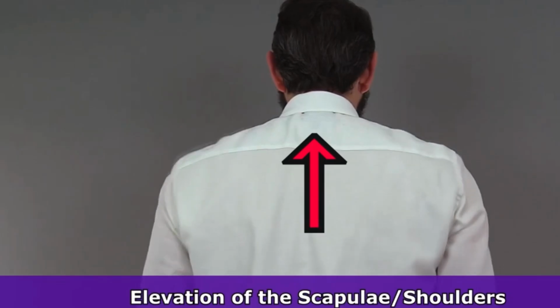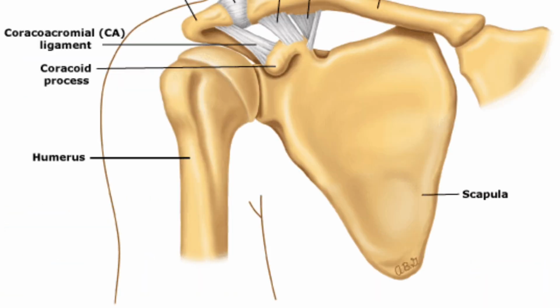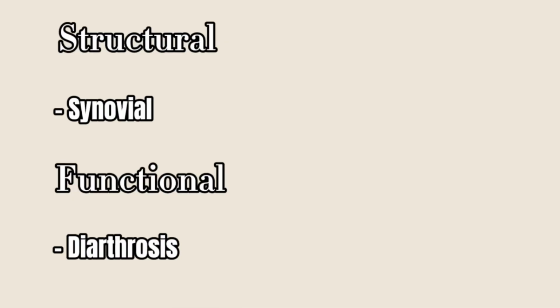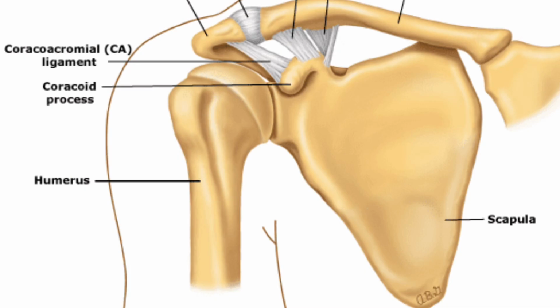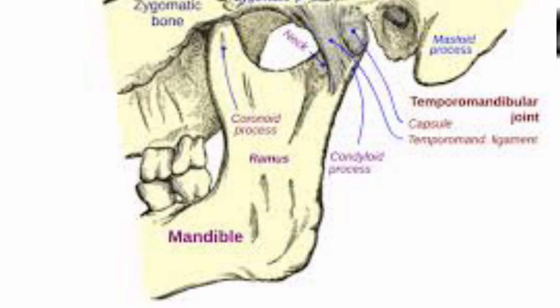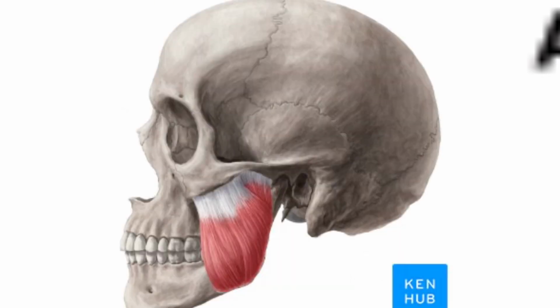Elevation. Elevation is upward movement of the scapula or the mandible. The joints in use are the scapula or mandible joints, and the structural and functional are synovial and diarthrosis. The bones used in this movement are humerus, scapula, clavicle, or the mandible. The muscles used in this movement are deltoid and the masseter muscle.